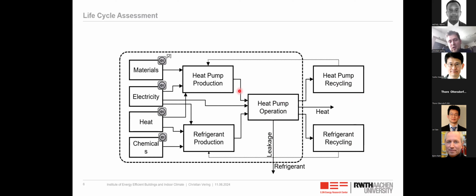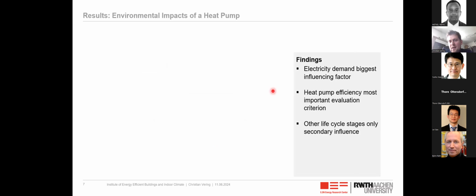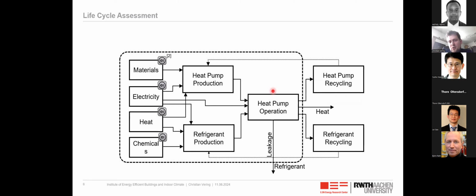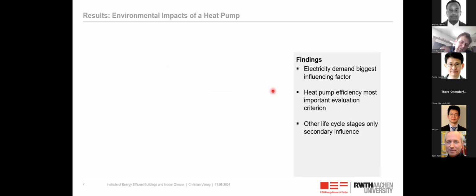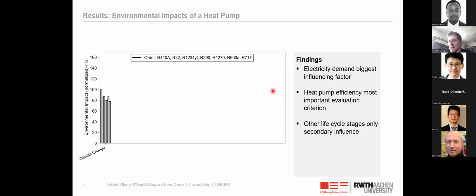We have different models behind it. We have a heat pump production based on the materials and the energy intensity. We have the refrigerant production based on chemical equations. And then we have the heat pump operation based on the assessment of the refrigerants in our lab and the heat that is necessary to provide a building. And what we find, electricity has the biggest influencing factor on the ecologics of heat pumps. The heat pump efficiency is the most important evaluation criterion, and other life cycle stages only a secondary influence.